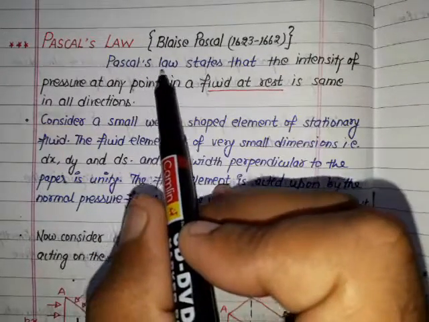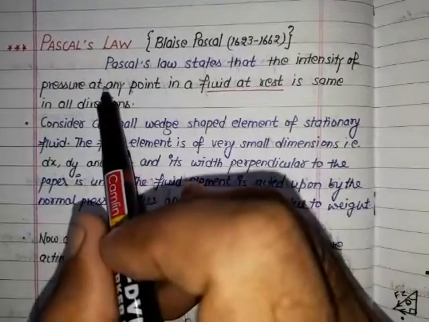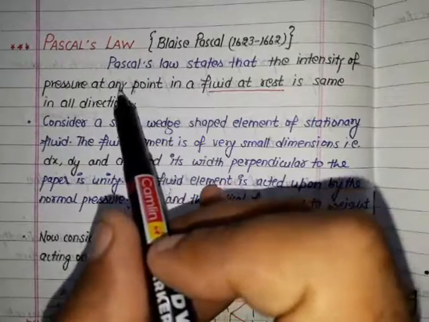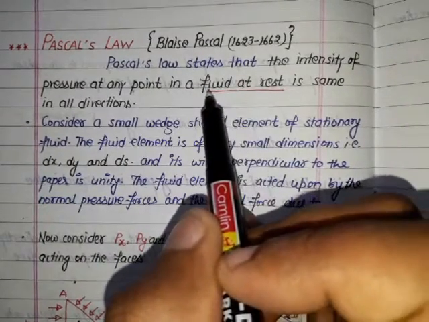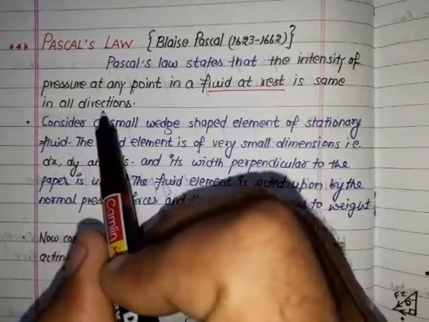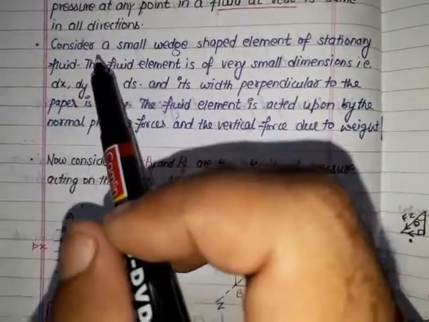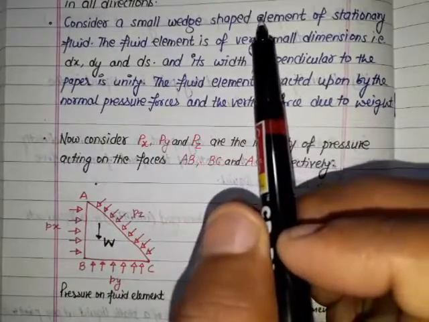So according to Pascal's law, it states that the intensity of pressure at any point in a fluid at rest, this is the main condition, fluid at rest, is the same in all directions. So to prove this law, we consider a small wedge shaped element.